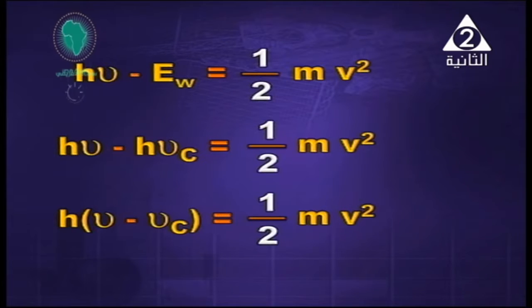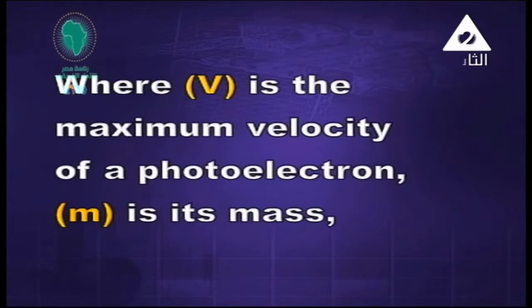So it's quite easy to deduce something here. The kinetic energy of the emitted electrons depends only on the frequency of the incident radiation, where v is the maximum velocity of the photoelectron. Photoelectron means the electron emitted by photons, by electromagnetic radiation, and m is its mass.